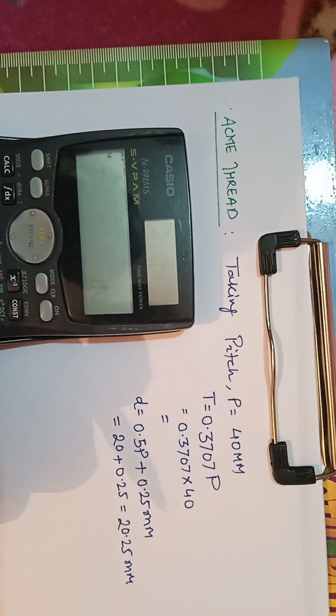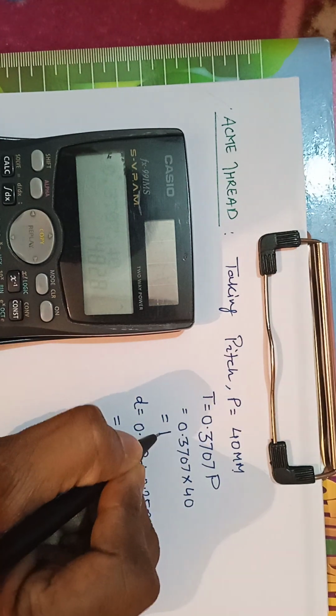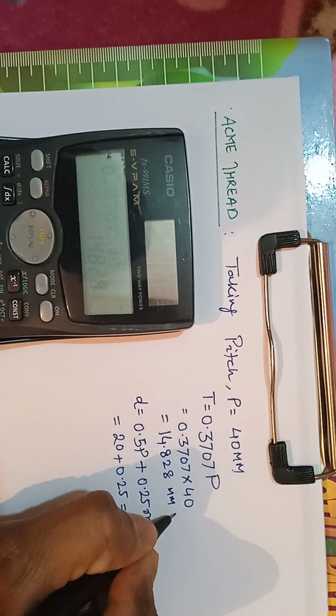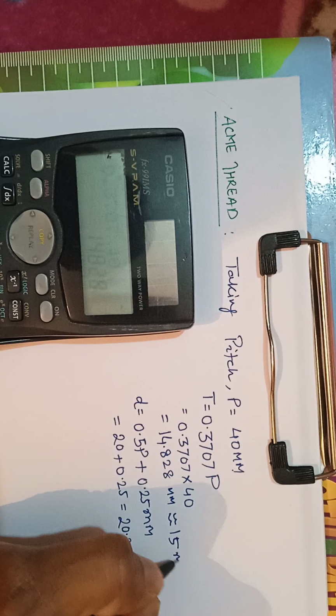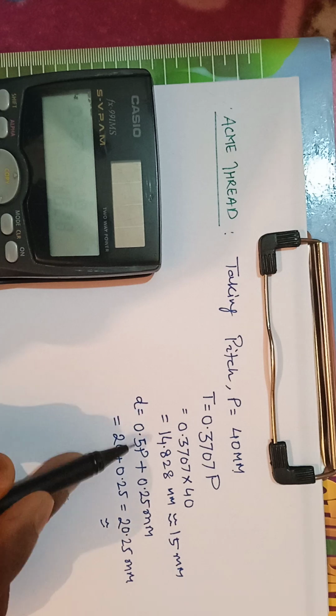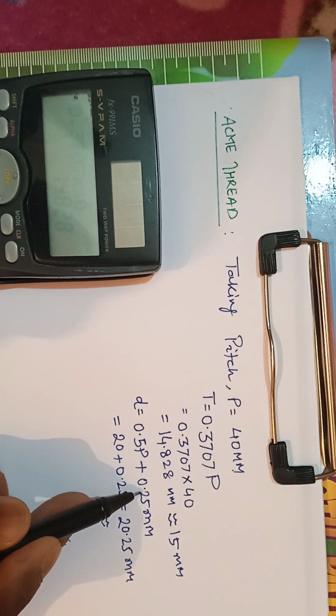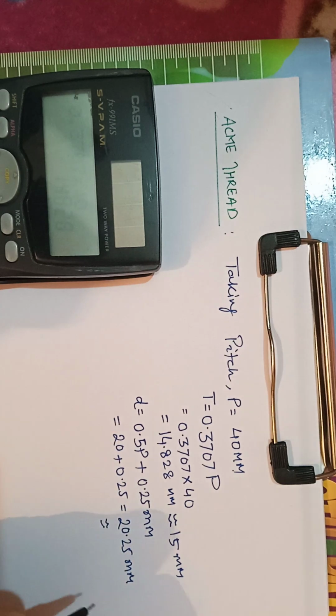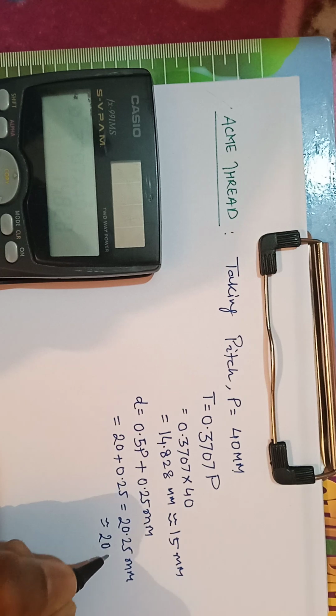First, the calculation for the thickness. Thickness is equal to 0.3707 into p, that is 40. This comes out as 14.828 mm, so approximately we can take it as 15 mm. Similarly, small d is equal to 0.5 p plus 0.25 mm, which is 20 plus 0.25, that is 20.25 mm. Approximately we can take it as 20 mm.